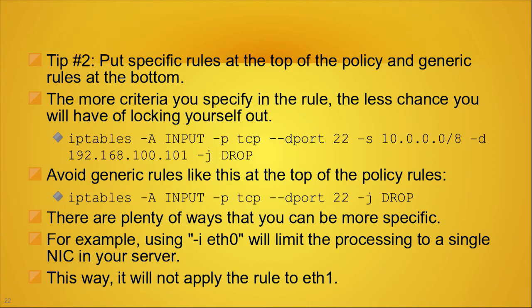Put specific rules at the top of the policy and generic rules at the bottom. Actually, I think we discussed this a lot in the previous session. The more criteria you specify in the rule, the less chance you will have of locking yourself out. Because if you make very specific rules, the chance that that specific rule will be applied is very low. For example, if I am blocking a specific port and I get blocked, I could reconfigure it to some other port and then enter the machine. So, that is what we mean.